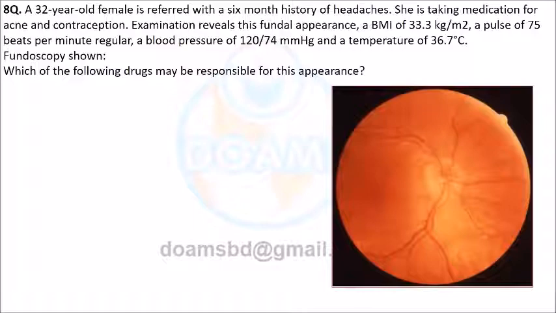32 female, 6-month headache, medication, acne, contraception, the BMI 33, right? Examination reveals, why do you need to read it? BMI 33.3, not the unit also. Pulse 75, regular, blood pressure 120/70, temperature 36.7. Fundoscopy picture there. Now the question. This is the way of reading if you are alone, but not for today's purpose, right? Everybody, you have to make it a habit. Otherwise, you cannot cover your decision making within 1 minute. These tricks are actually our intention today to teach you, if you don't know, but don't mind if you know from before.